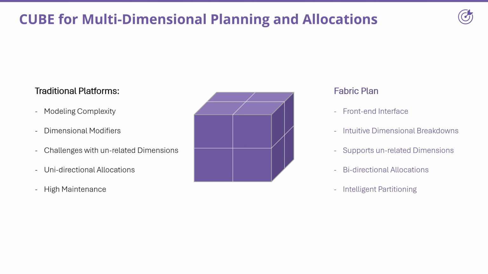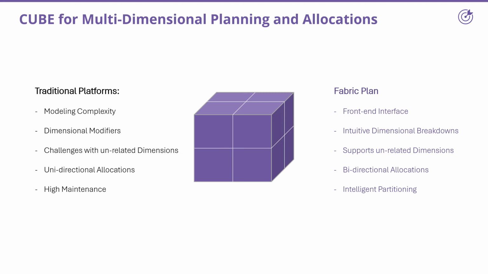On the other hand, what we have in Fabric Plan is a cube which is very good with its front end interface. So you don't need to worry about too much of a technical skill set because everything is click and proceed. Then you have a very intuitive dimensional breakdown. So you definitely do not need modifiers for dimensions which are not related. All you can do is use the reference measures, and we will take a look at all these steps as we proceed further in the hands-on exercises.